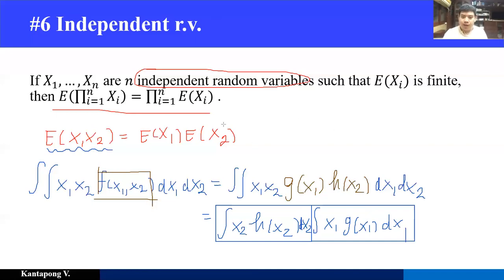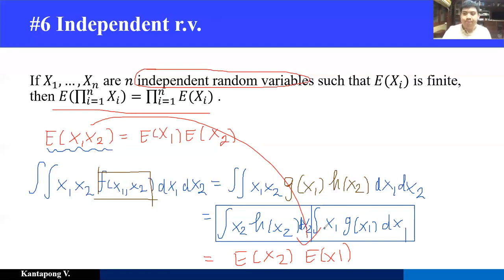And what does the first term represent? The first term represents E[X2], right? The second term represents E[X1]. And done. This one is equal to this one. So remember, the sum doesn't require independence, but the product requires independence.